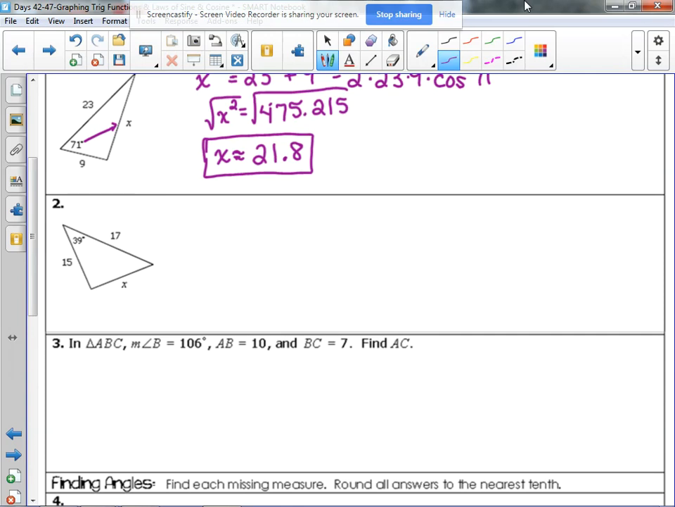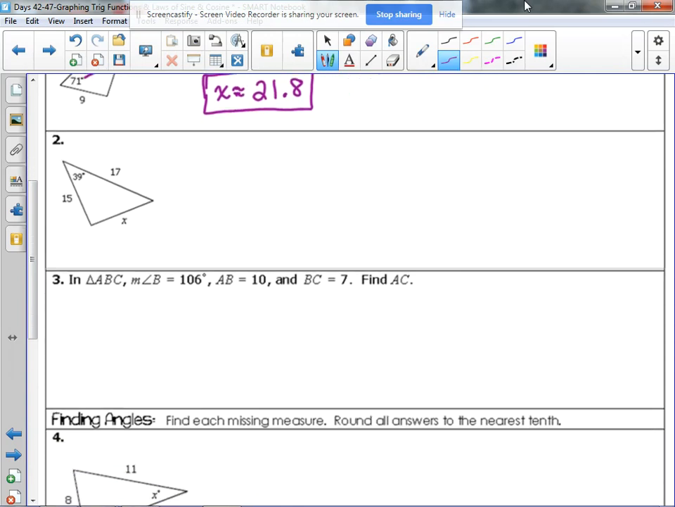All right, number 2 is just like number 1, so I'm going to skip that one. Let's look at number 3. In triangle ABC, so we need to set this one up. The measure of angle B is 106 degrees. AB is 10. BC is 7. We want to find AC. So really this is the same as what we just did a minute ago.